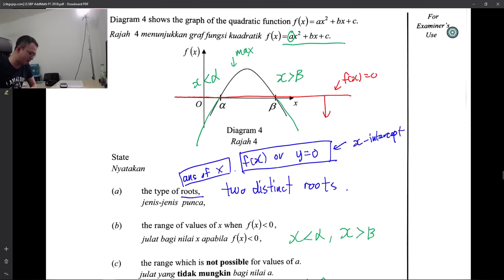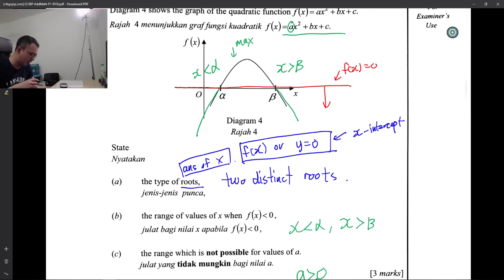Can I explain part B again? Okay, so the range of values of x. They want the range of values of x when f(x) is less than 0. So you just need to understand that f(x) equal to 0 is the x-axis. When less than 0 means below the x-axis. That means they ask for the value of x, right? Like how the curve will go when it is below the x-axis. So you can see the pattern of the curve going.